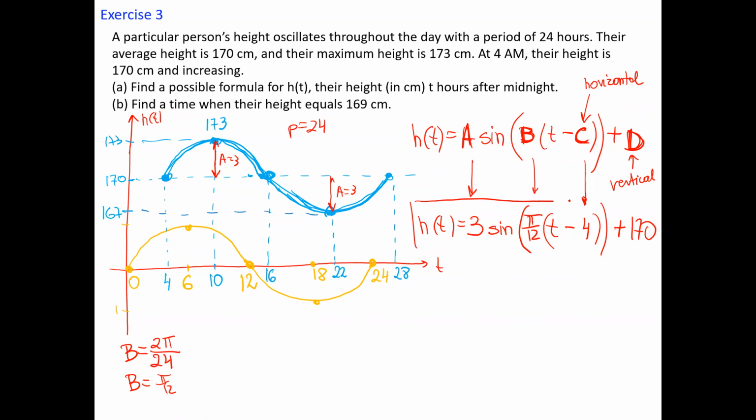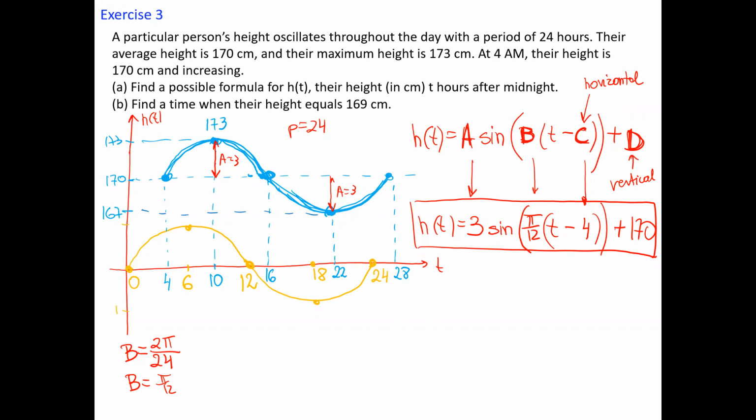Okay, so we do have part A. This is the model, the sinusoidal model. Really good. We see the amplitude, we see the horizontal shift. When it's minus, we go to the right. When it's addition, we go to the left. And this addition to the entire value means that we're shifting everything up 170.